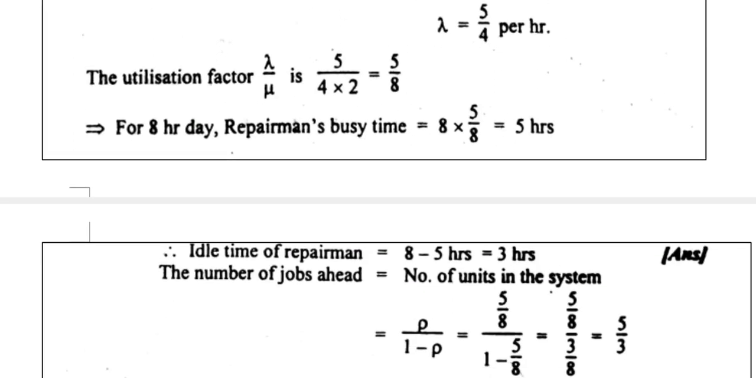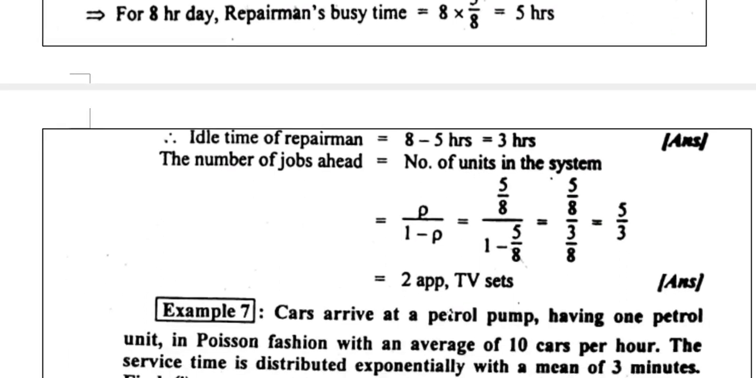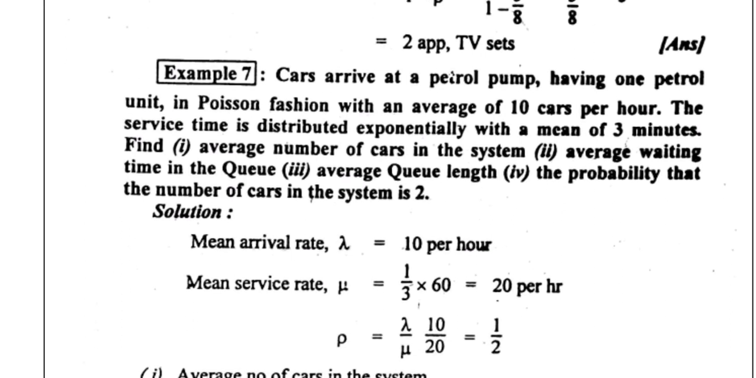So the number of jobs ahead is nothing but the number of units in the system. So rho by 1 minus rho equal to 5 by 8 by 1 minus 5 by 8. So 5 by 8 by 3 by 8 equal to 5 by 3, so you will get approximately 2 TV sets. Next we will go to the next problem.